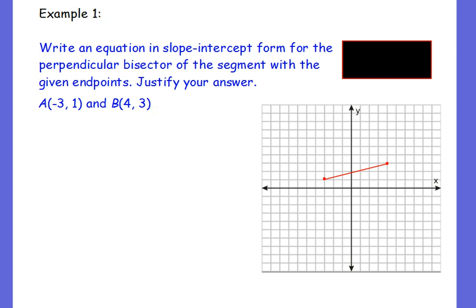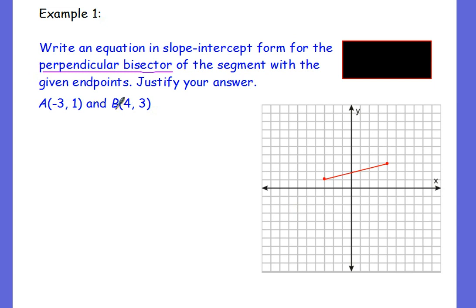It says, write an equation in slope-intercept form for the perpendicular bisector, underline that, of the segment with the given endpoints. These 2 endpoints that they give us. Justify your answer just means show your work. Alright, so you don't actually have to have a coordinate plane to do coordinate geometry. I just put it up here to give you a visual of what we're doing for our first problem.